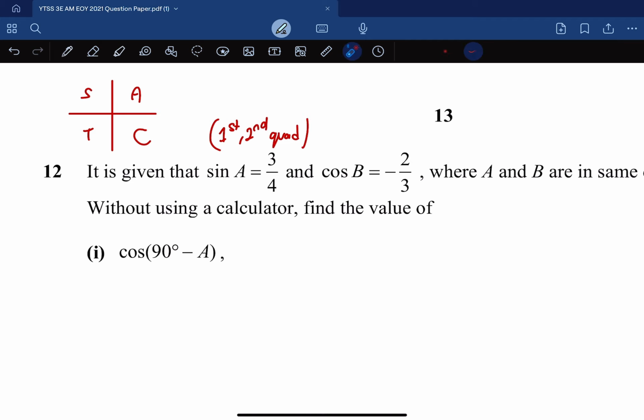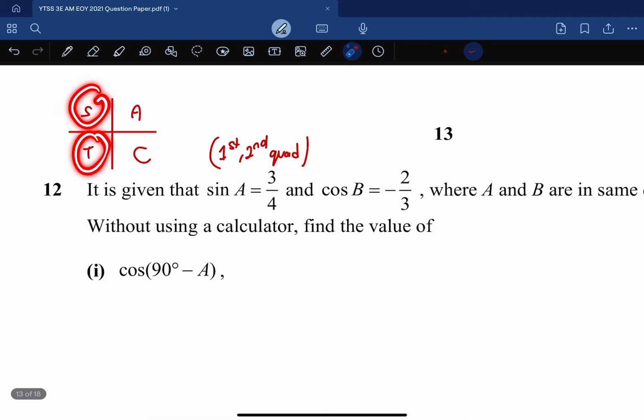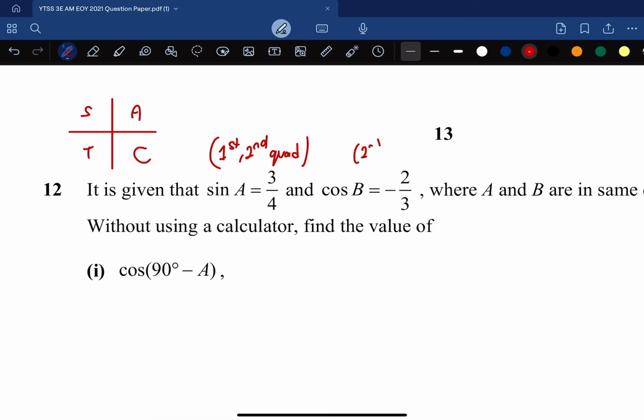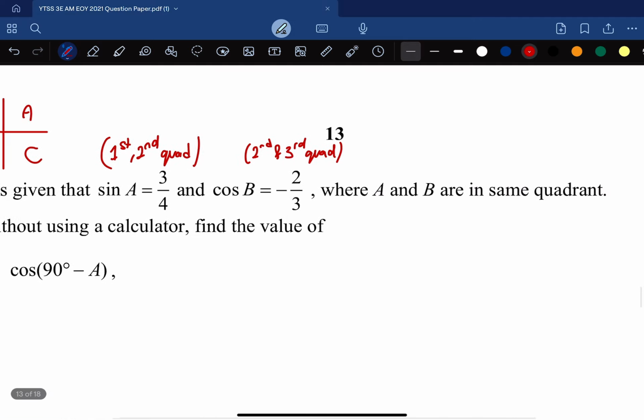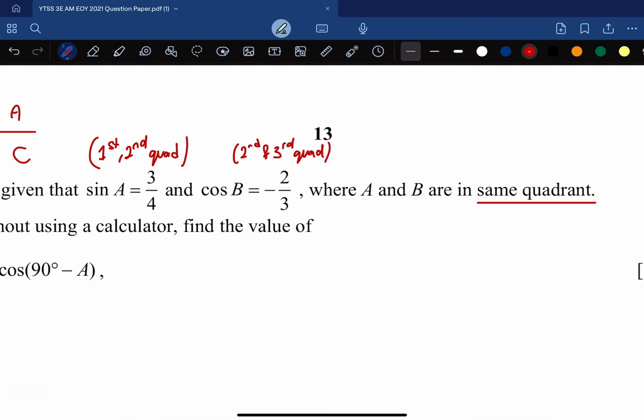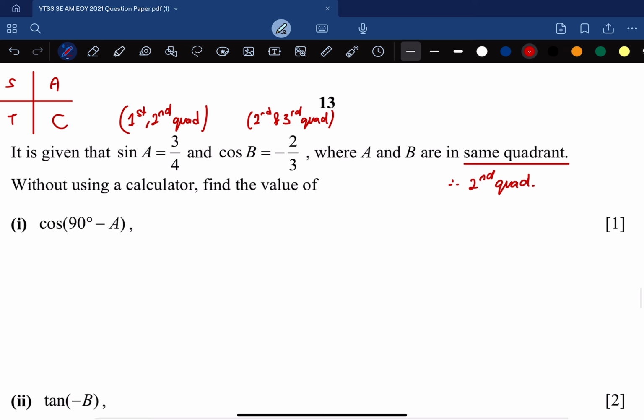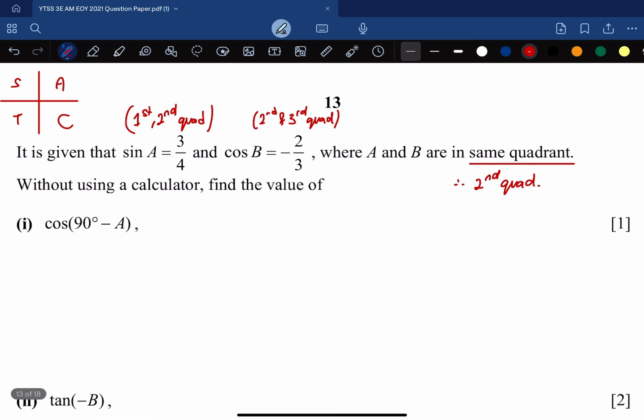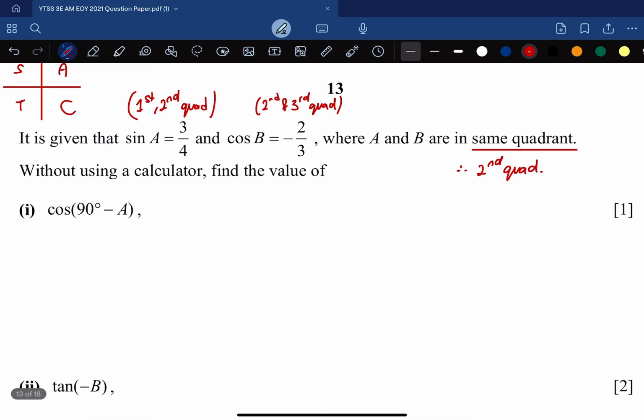Whereas for cosine B to be negative, it is only in the second or third quadrant. Okay, second or third quadrant. So therefore, if A and B lie in the same quadrant, we can conclude that they lie in the second quadrant. Okay, so now with this useful information, I can now draw the quadrants. Okay, so let's draw a simple diagram. Angle lies in second quadrant. Okay, let's say this is A, okay, and this is alpha.